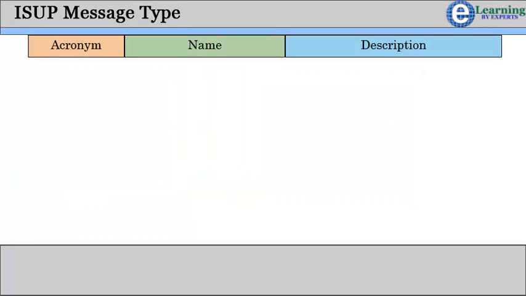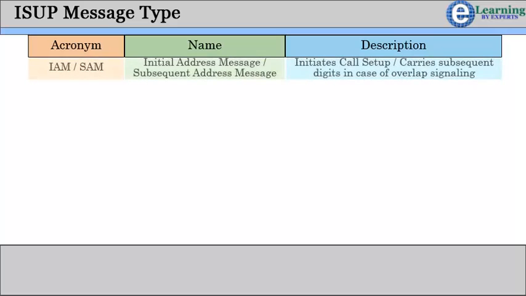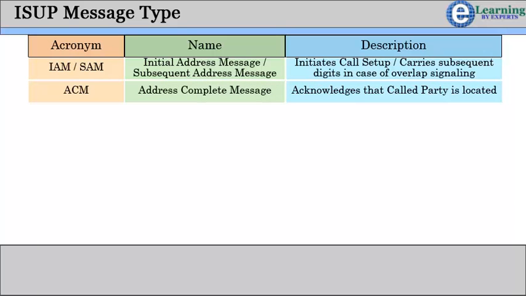Here is a brief overview of some of the ISUP messages. IAM is Initial Address Message. This is the first message to initiate call setup. SAM is Subsequent Address Message, carries subsequent digits in case of overlap signaling. In case of Enbloc Signaling, IAM carries the complete digits of called party, else multiple SAM messages are exchanged to carry the subsequent digits.